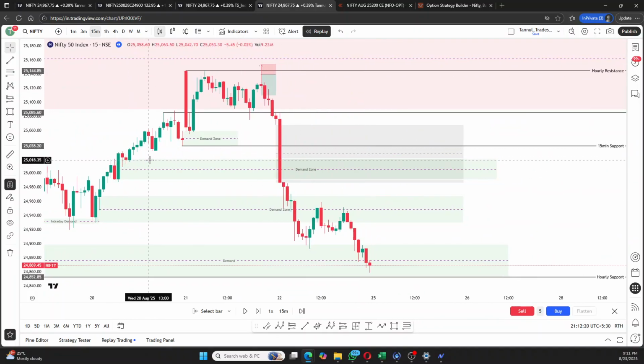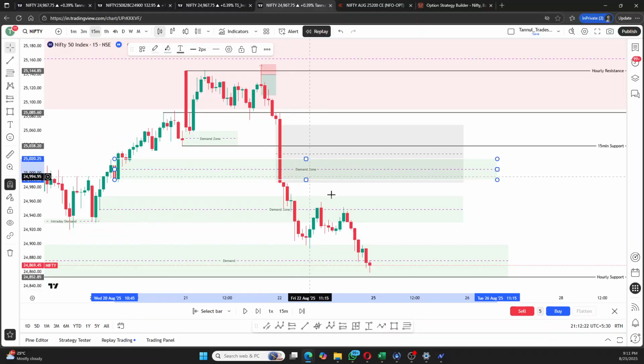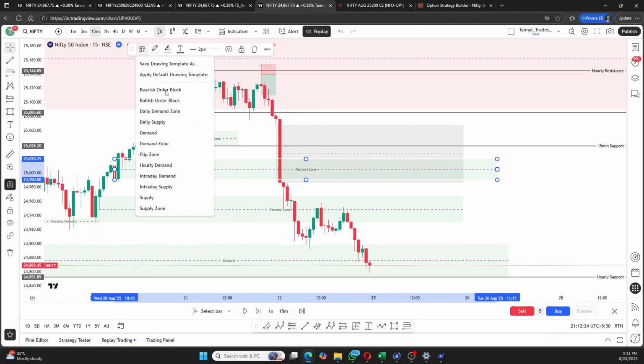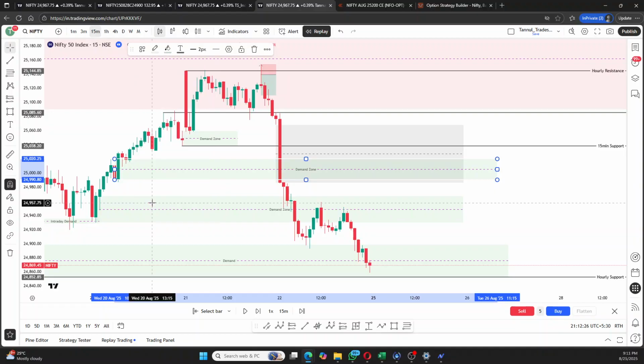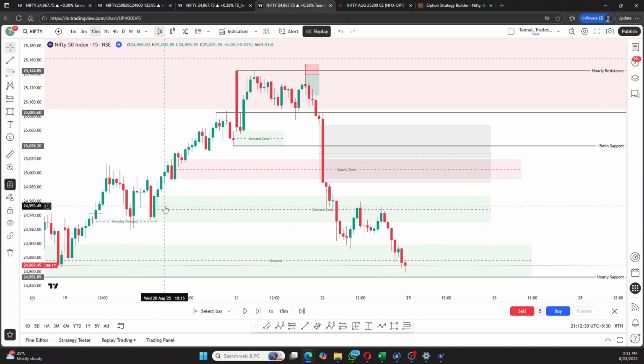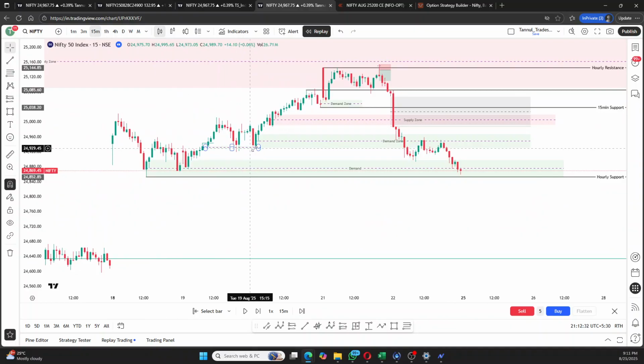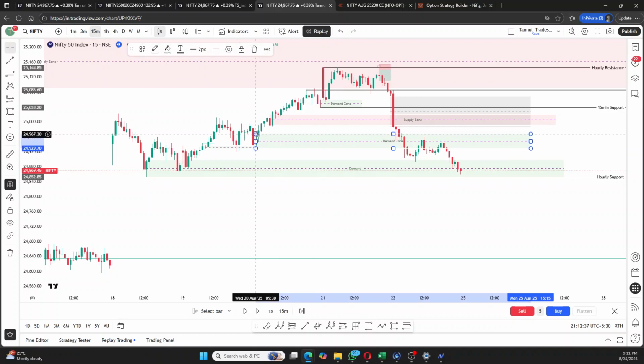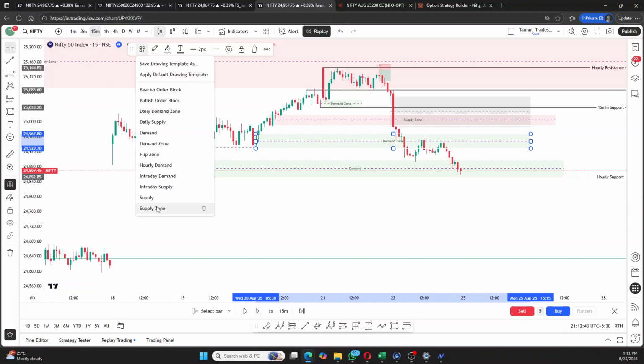So this level is the one which got broken down. This may start acting like a supply zone. Same story for this second level, from where the higher low, and then a new level was achieved. So this level might also start acting as a supply zone. Let us see what happens throughout the day.